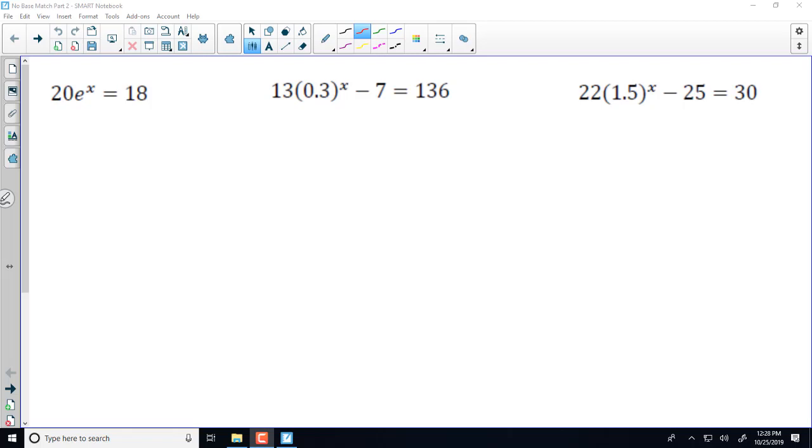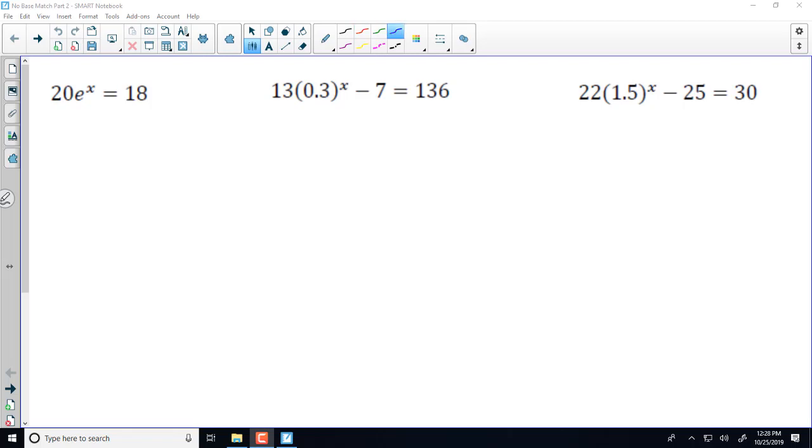Here we have three problems, three equations with x up in the power. And we're going to try to solve for x, even though we cannot make the basis match. So each one of these problems has something that we need to do before we take the logarithm of both sides. So let's get started.